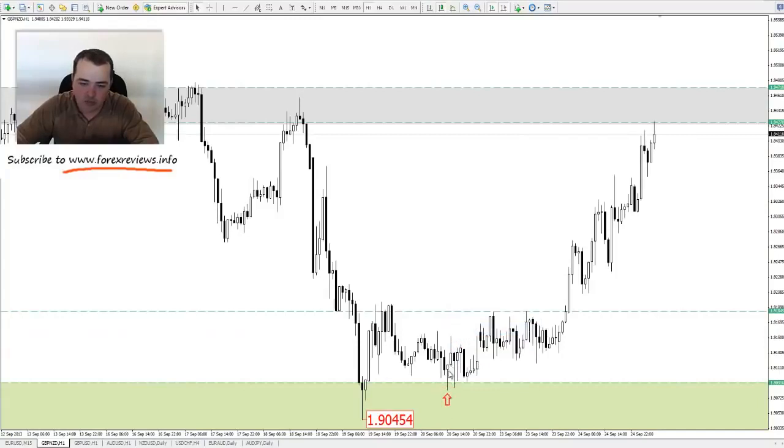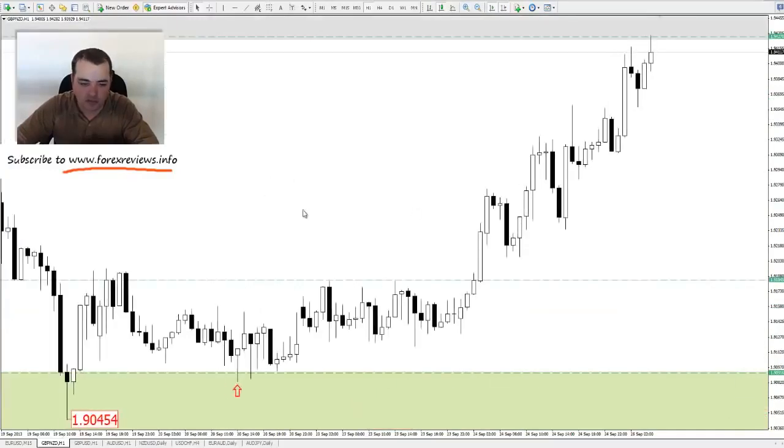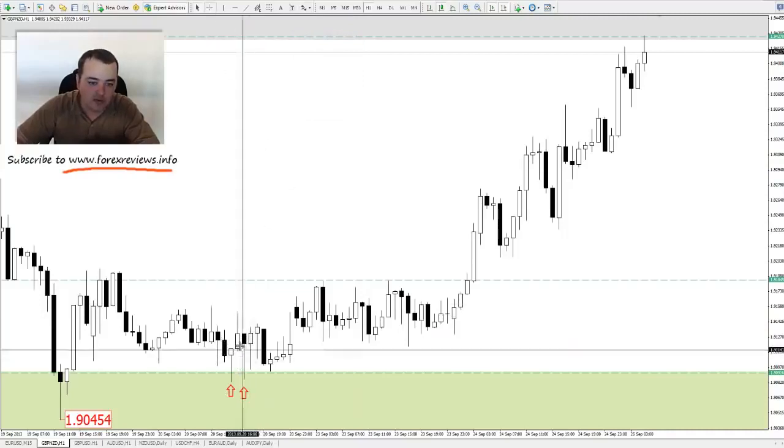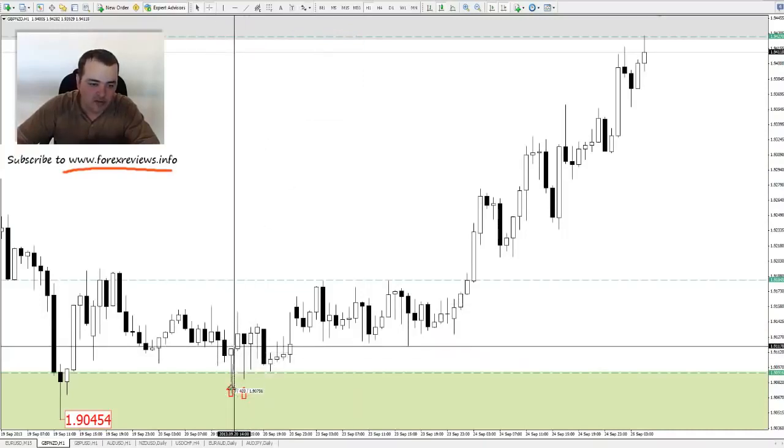As you can see, we got the pullback here on this pair. We also got a pullback here, so we had 2 pullbacks. Let's zoom in a bit so we can have a look at this. We had multiple pullbacks at this zone where price kept going. Now as an example, if we entered a trade here, you're risking a bit over 40 pips. Now, if you did place your stop below this low, you'd be risking about 80 pips.